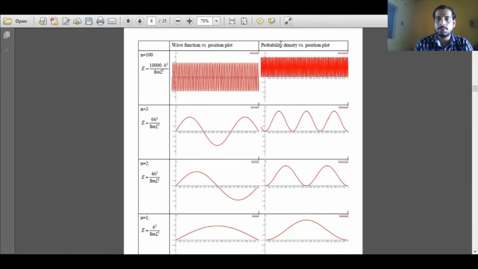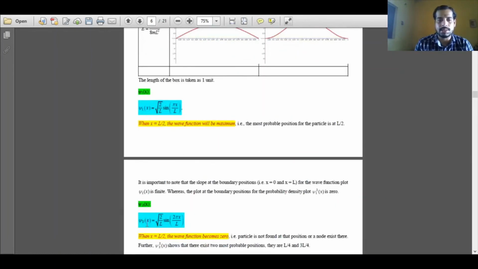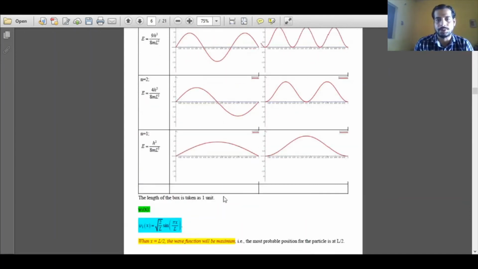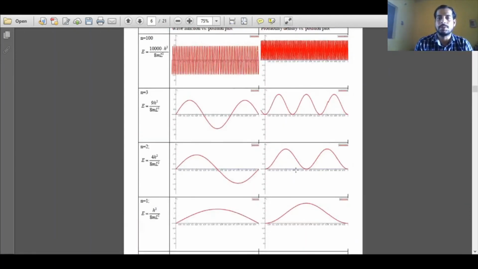And how is the probability density obtained? The probability density is nothing but psi squared, psi 2 x square. If I take the square of that function, the state function, I'll get the probability density.